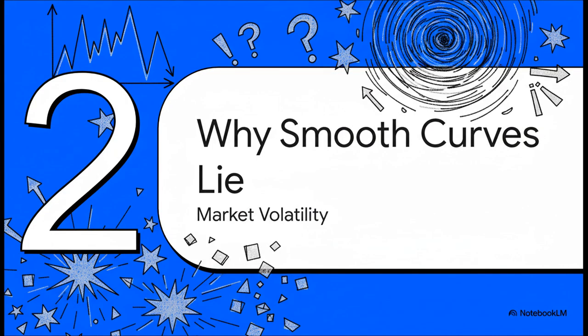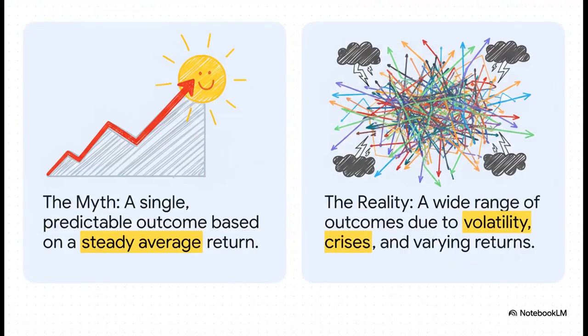So why is that smooth curve basically a lie? Well, it's because it ignores the one thing we know for sure about the market. It's anything but smooth. It's volatile, it's unpredictable, and you know what? It's kind of chaotic. I mean, just look at the contrast on this slide. It's night and day, right? On the left, you've got this clean, predictable myth. One line, one outcome. And on the right, that's the messy reality. Returns that swing all over the place, gut-wrenching crashes, and a whole spectrum of possible futures. The real world doesn't move in averages, it moves in extremes.